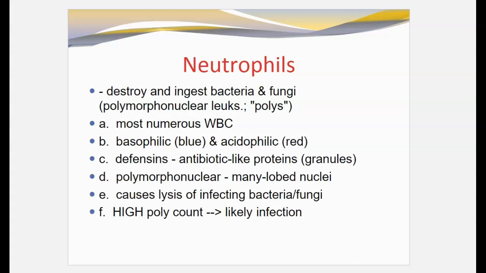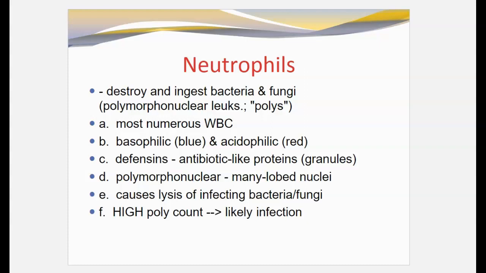All right, neutrophils. They go after bacteria and fungi. So when you have a bacterial infection, you'll have an increase in neutrophils. When you have a fungal infection, you'll have an increase in neutrophils. They're the most numerous. I think about 60 to 70% of all your white blood cells should be neutrophils. They contain both basophilic blue and acidophilic red granules. So they have a purplish look to them under the microscope.